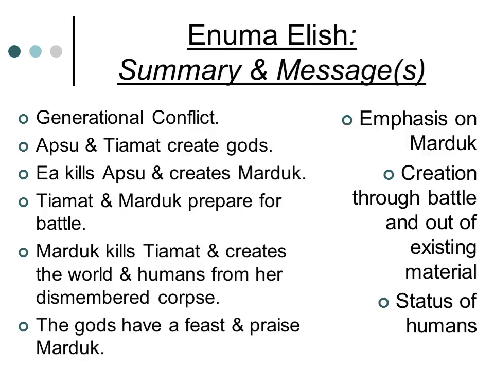The same is true with regard to humans. They're created from the blood of the rebellious Kingu, which might be an important etiological or explanatory connection. That is, the character of humanity is tied to its origin. Humans are created in the epic specifically to do the work of the gods so that the gods can have more leisure time. In effect, humans are created to be servants of and for the gods.